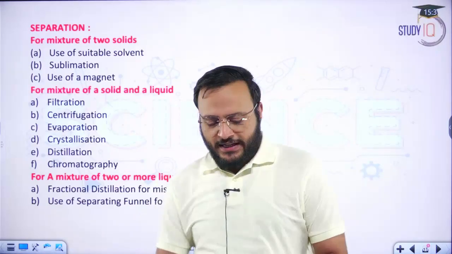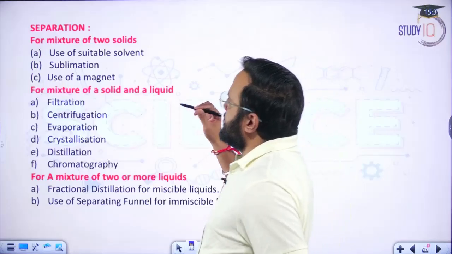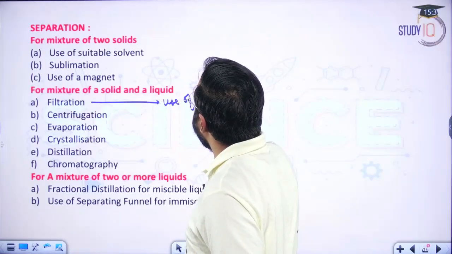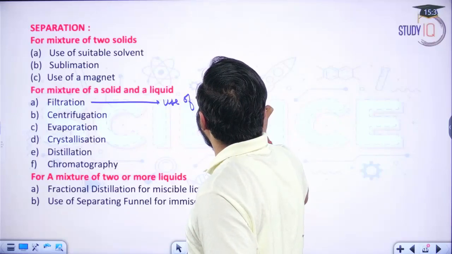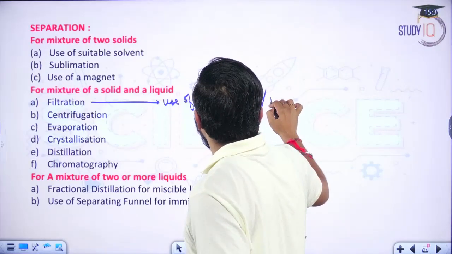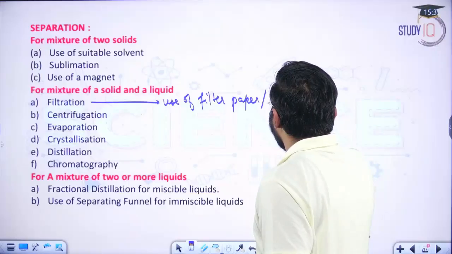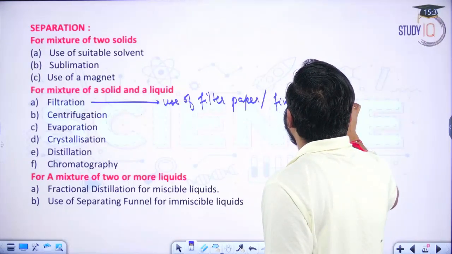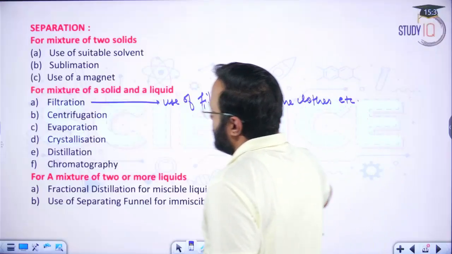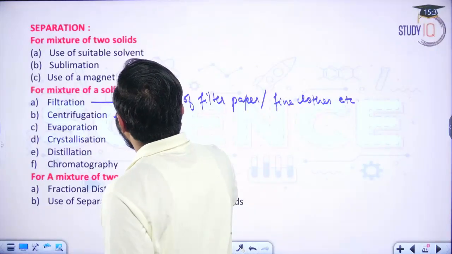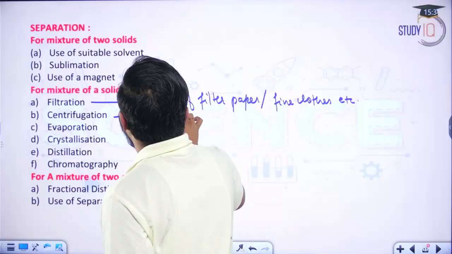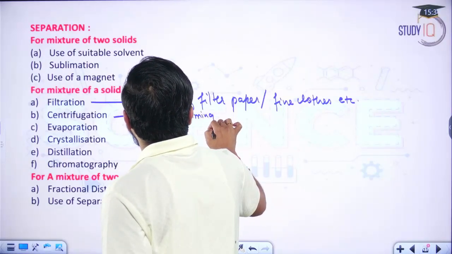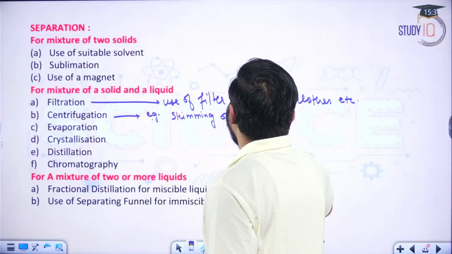Then evaporation. Let me just write it down as well. Filtration: use of filter paper, fine cloth. Then guys, centrifugation, example: skimming of milk.